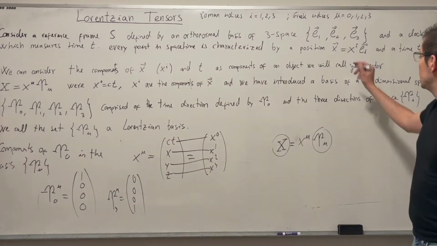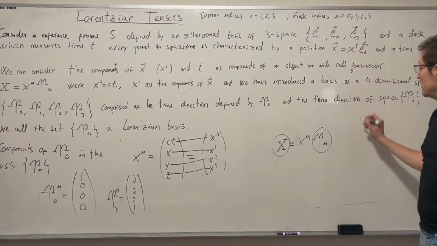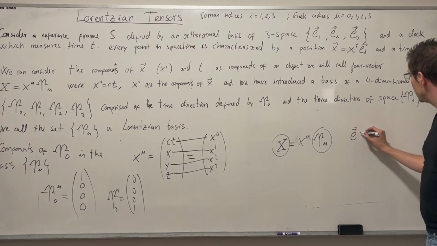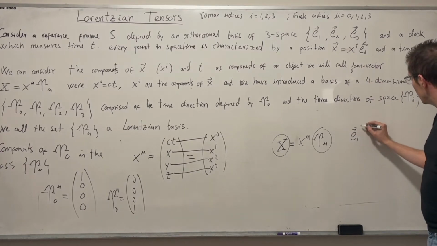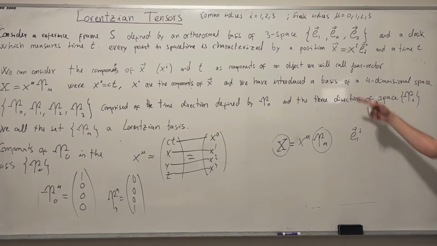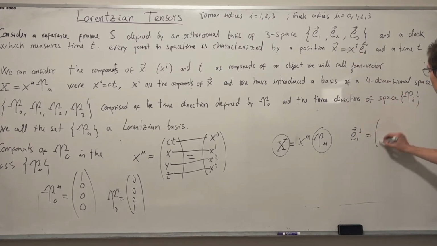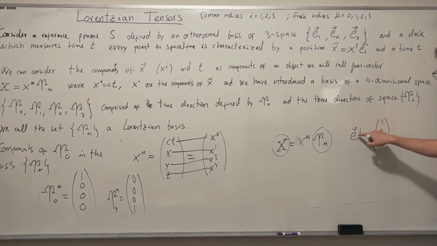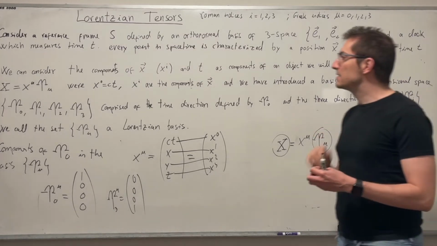In the same way, for the spatial ones, what are the components E1i of the vector E1? Well, you usually write it as a column vector: 1, 0, 0. So E11 is 1, E12 is 0, E13 is 0. Okay, I hope that this is clear.